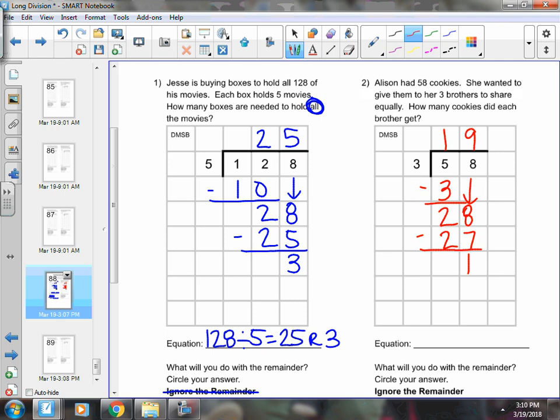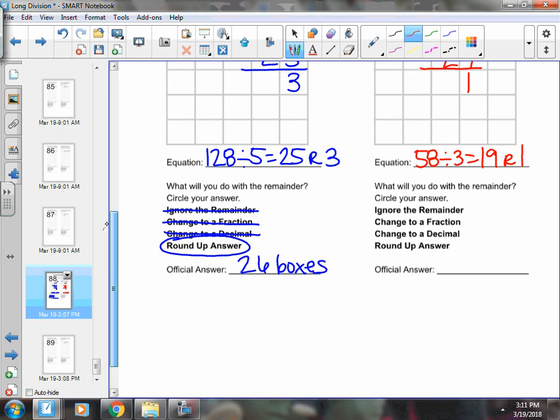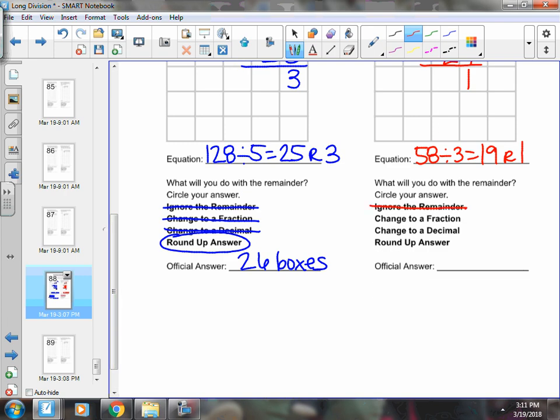So our equation is 58 divided by 3 equals 19 remainder 1. 19 remainder 1 cookies. Well, we are certainly not going to ignore that leftover cookie or change it to a decimal. And we don't have enough cookies for all the brothers to have 20 cookies. That remainder 1 means only one brother could have 20 cookies, and that would not be fair.